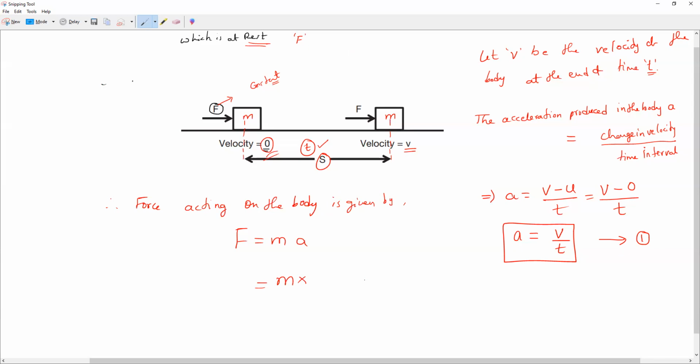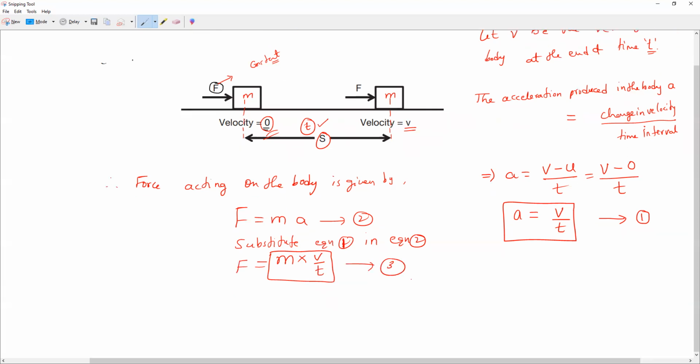So now mass is m, and acceleration: substitute equation 1 in this. What will happen? Let me take this as equation 2. Substitute equation 1 in equation 2. So now acceleration, how much did we get? v by t. Am I right or wrong? Please respond, everyone. So let me take this as equation number 3. What is this, everybody? Equation number 3.